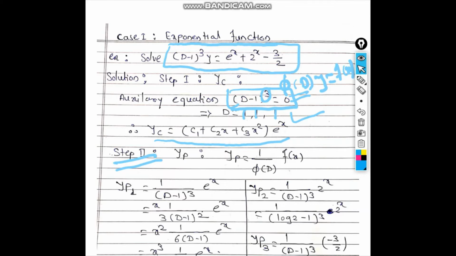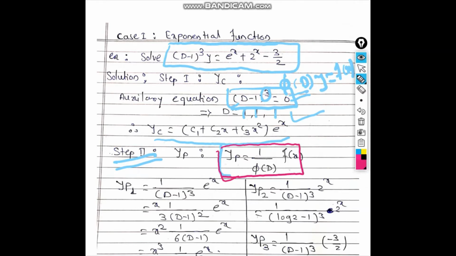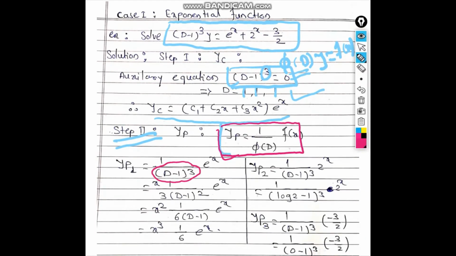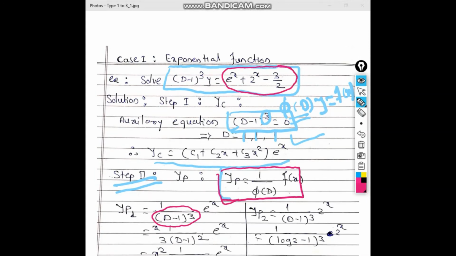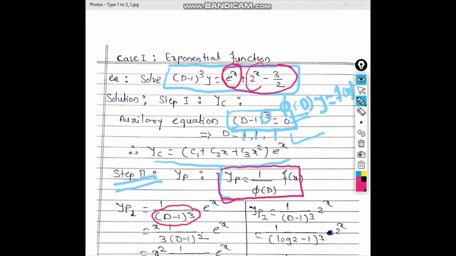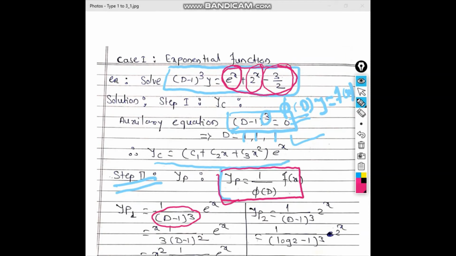Now this is step 2. In step 2, the formula for yp that we have is yp is equal to 1 upon phi of D of f(x). So in this case, phi of D is (D minus 1) whole cube, so 1 upon (D minus 1) whole cube of e raised to x. Now what I have done: as in the RHS we have three terms, e raised to x plus 2 raised to x minus 3 by 2, we are taking e raised to x separately, 2 raised to x separately, and minus 3 by 2 separately. So they are denoted by yp1 plus yp2 plus yp3. Whenever there is addition or subtraction, you can find their particular solutions separately also.